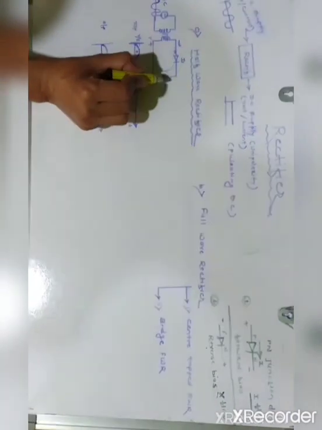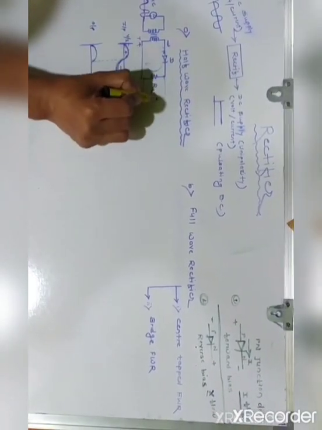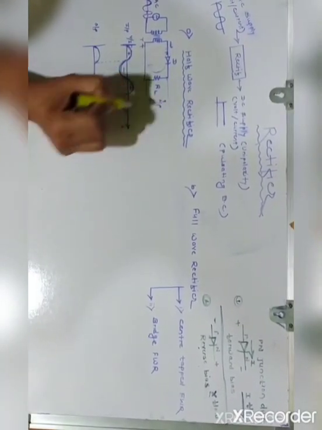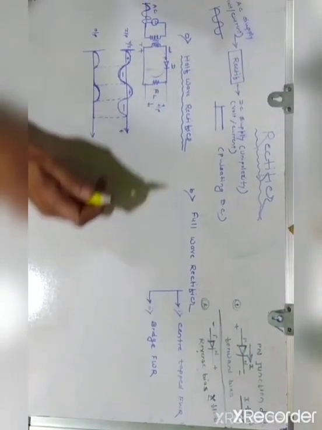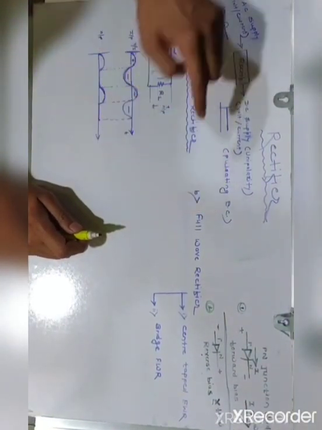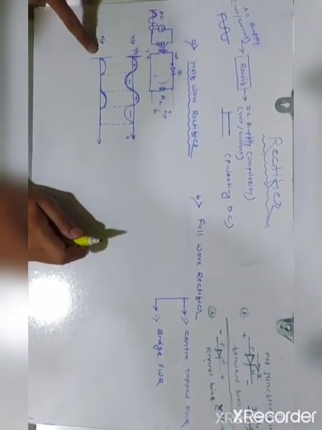Here you can connect the load. This is your output side. Okay, got it? Means pulsating DC. Means what? Unipolarity. It is also having unipolarity.